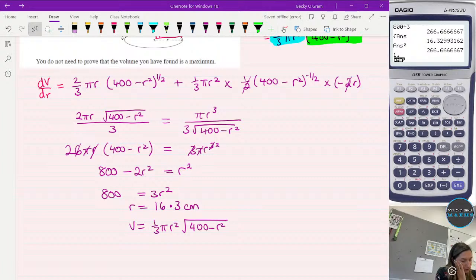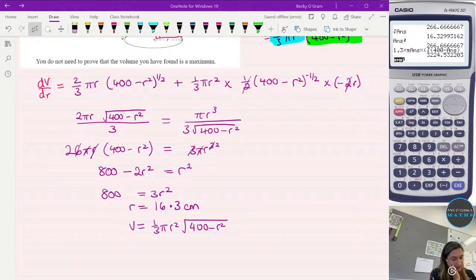and I'll do 1/3 times pi times that answer, which was r squared, times the square root of 400 minus r squared, which we've got in there as an answer. And the volume is equal to 3,224.5 centimetres cubed.